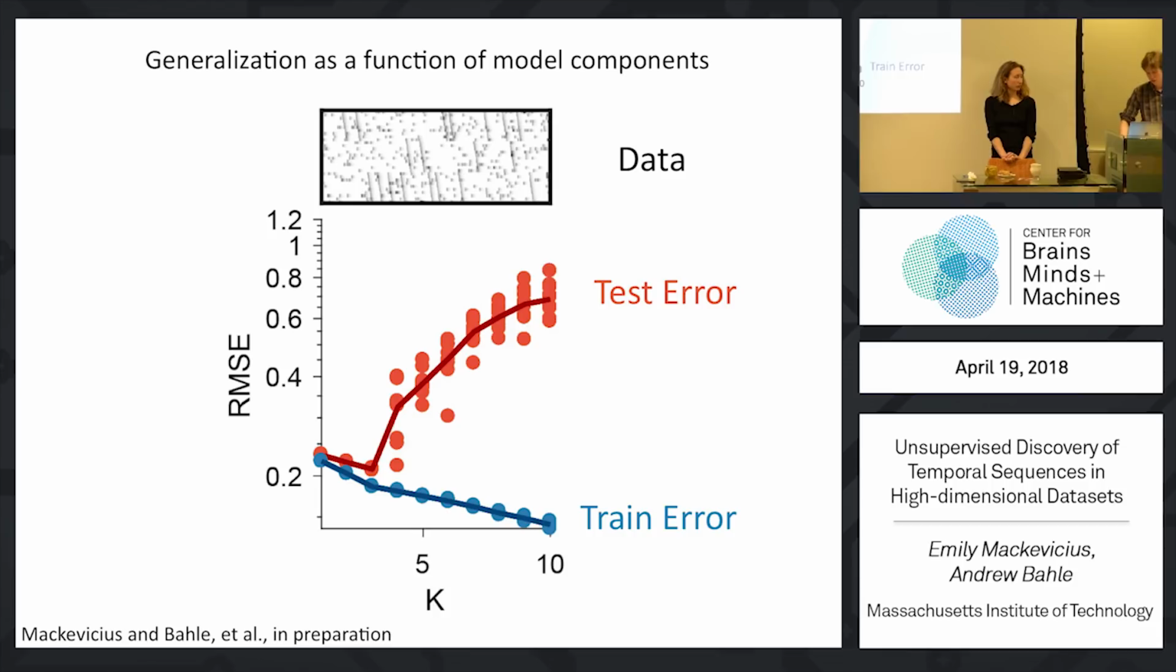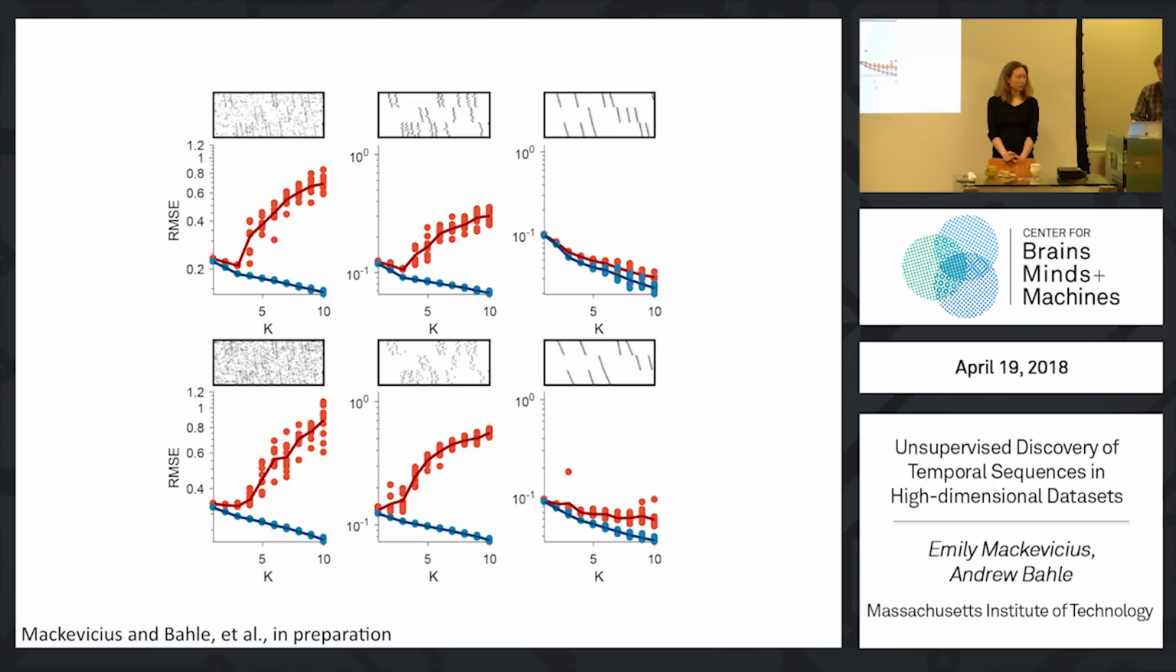And so this is a great approach for estimating the number of components that's necessary to fit this model, and for estimating the number of factors that are really in the data, the number of sequences, but it doesn't work in all cases. So here's just a few examples of different noise cases and what this cross-validation procedure yields.